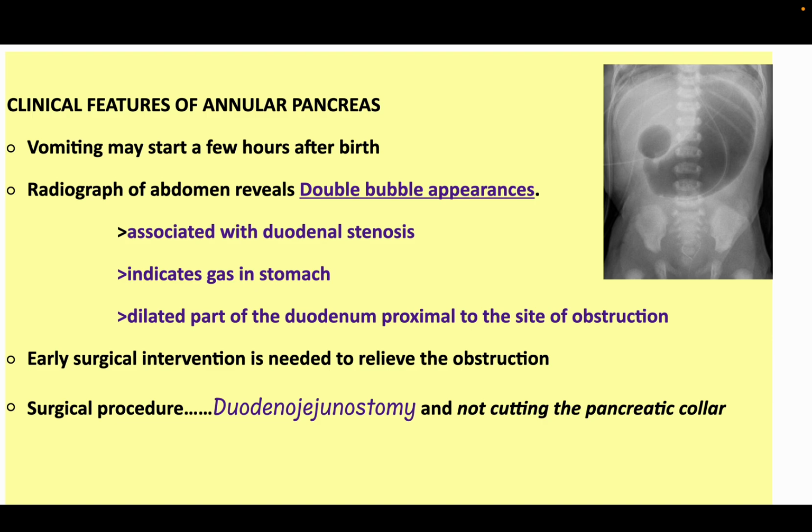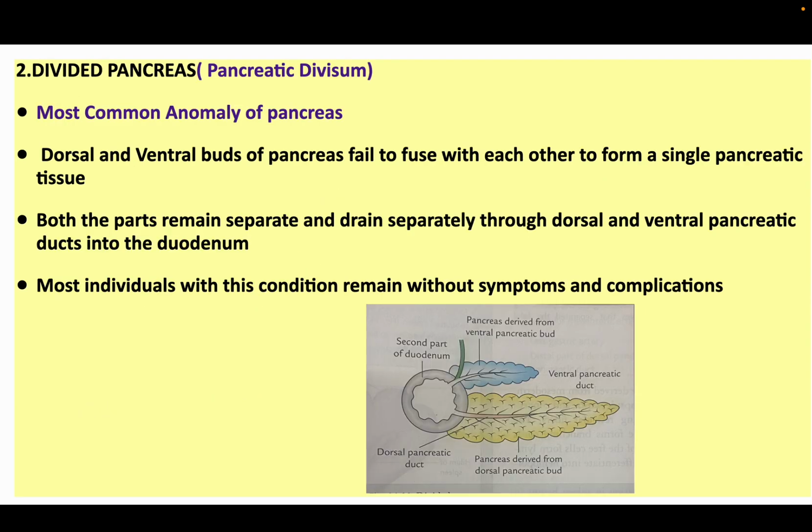But it is not cutting the pancreatic collar. They do the duodenojejunostomy to relieve the obstruction. Then come to the divided pancreas. So this is the most common anomaly of the pancreas.